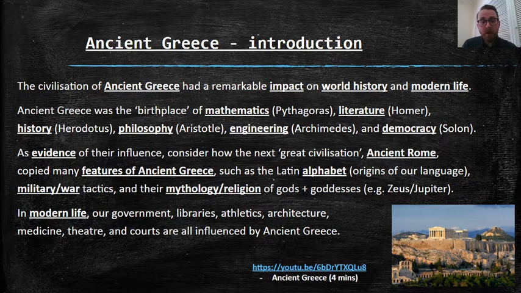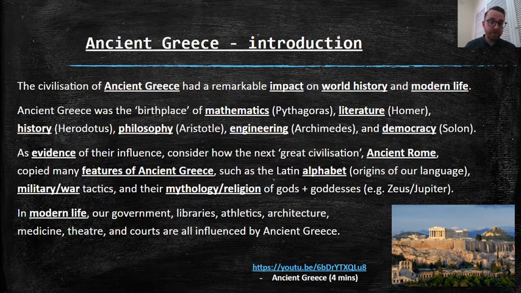Engineering, Archimedes, democracy, so the birthplace of democracy was ancient Athens in Greece. So the government that we have today came from ancient Greece. So all those famous individuals from Greece, all the accomplishments they accomplished in those different subjects, topics, domains, are evidence of the impact ancient Greece has had on not just our lives, but throughout world history.